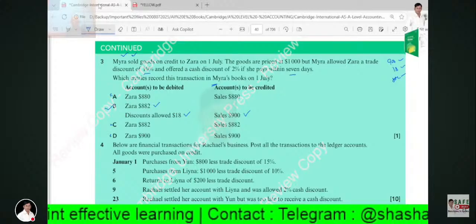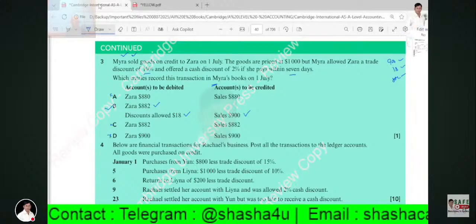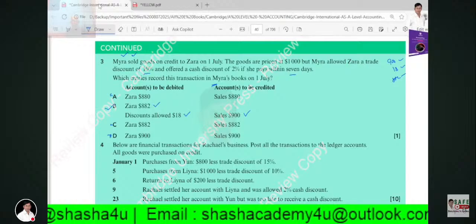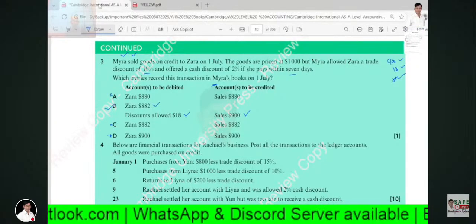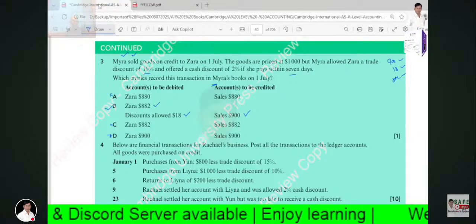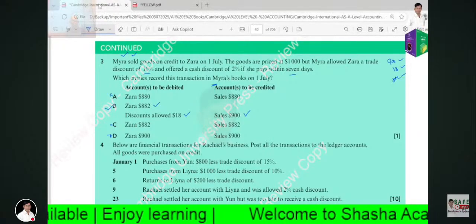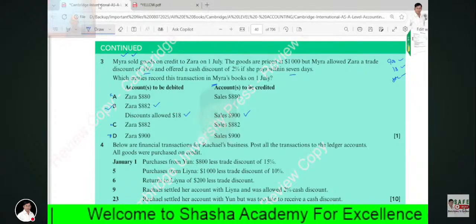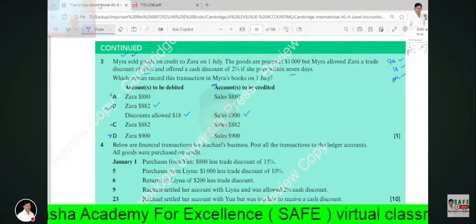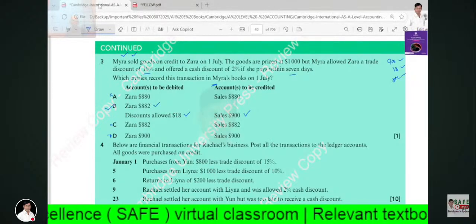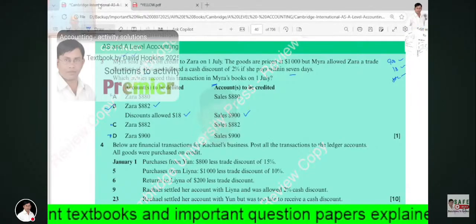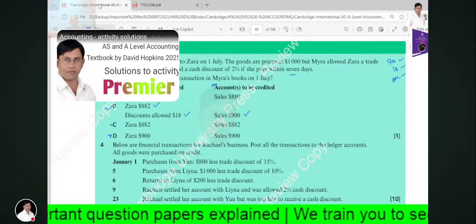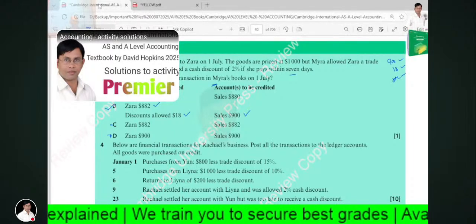These are exam style questions, and this type of questions will come in AS level. So be careful. Try to understand, be clear in analyzing the question and write the correct answer. Below are financial transactions for Rachel's business. Post all the transactions to the ledger accounts. All goods were purchased on credit. So this is a ledger book. So you can try answering this. Suppose you have any doubts, you can get back to me.